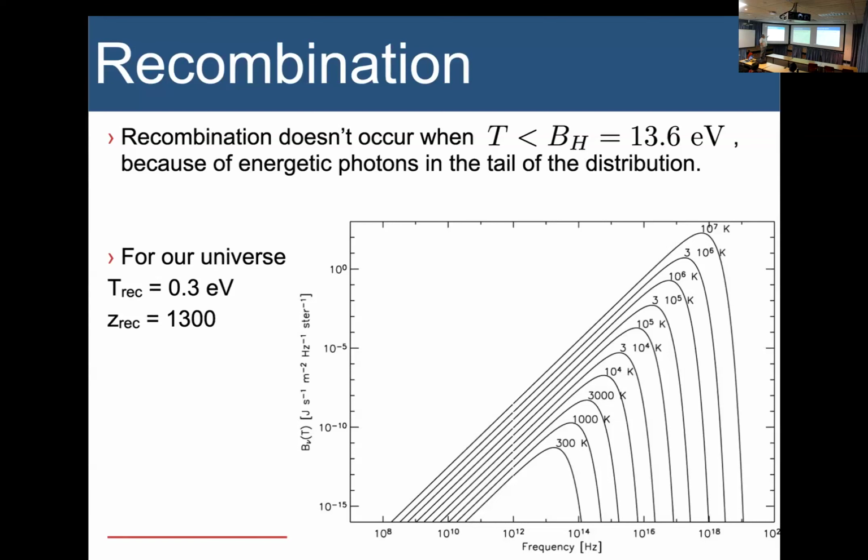When the temperature of the universe, which is just the energy per particle, hits that limit, a typical photon can't knock off an electron. But because they're not all at the same temperature, the tail, the high end of the distribution, the occasional really energetic photon can still ionize things. So actually it doesn't happen at that temperature, it happens at a lower temperature of 0.3 electron volts. But the number you need there is a redshift of about 1,300. That's the point at which the universe is more neutral than ionized.